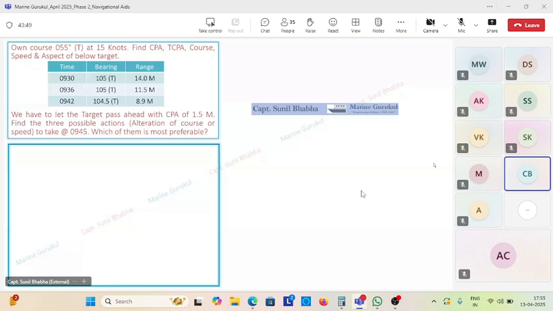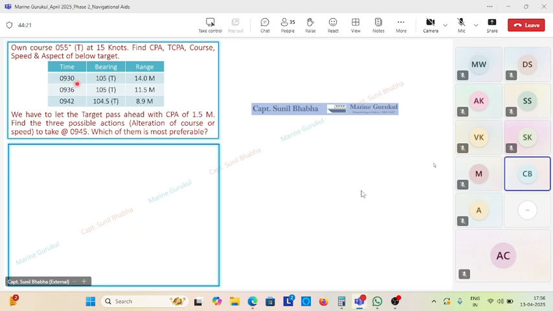Let us now see an example where we are required to take an action for achieving a particular clearance or CPA range. We have the question on the screen. Own ship's course is 055 degrees true, speed 15 knots. Find the CPA, TCPA, course, speed and aspect of the below target. The bearing and range of the target is given.